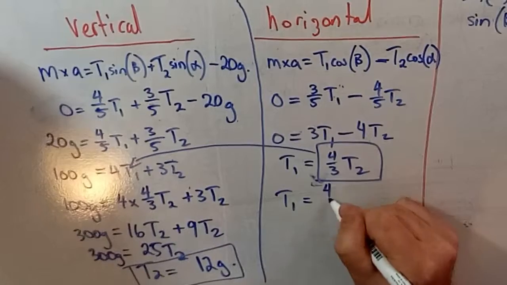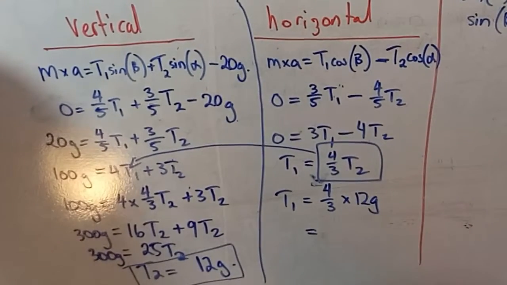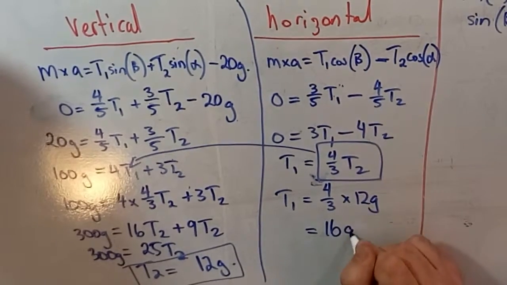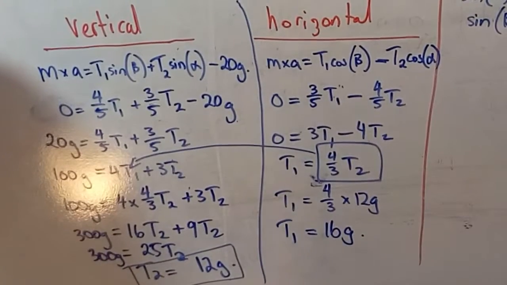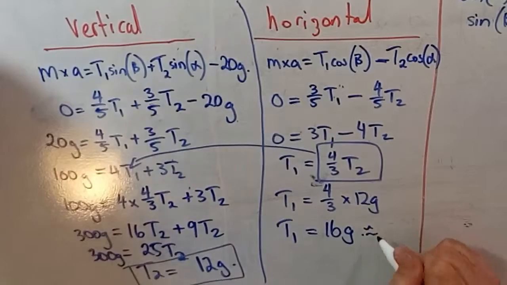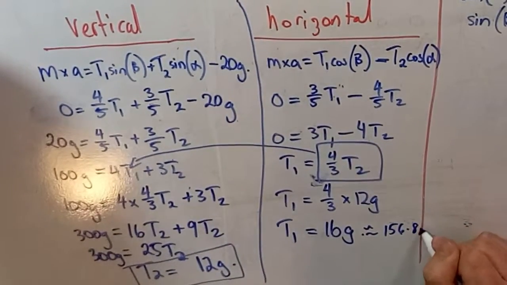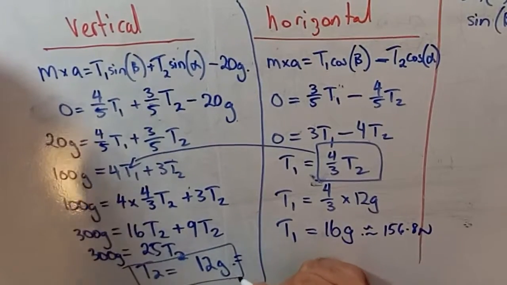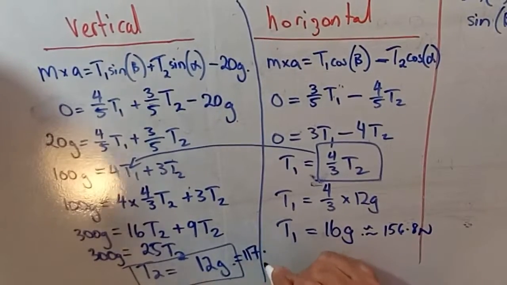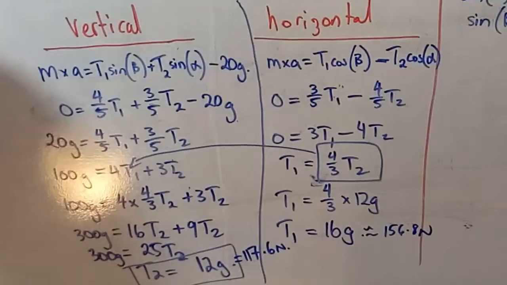T1, substitute back in here: 4/3 of T2, which is times 12G, which is divided by 3 is 4, so that's 16G. Okay, and there we go. I can type those in if I need to into my calculator, and it gives me 156.8 newtons. And this one is 117.6 newtons.